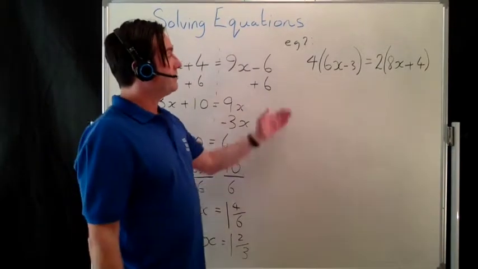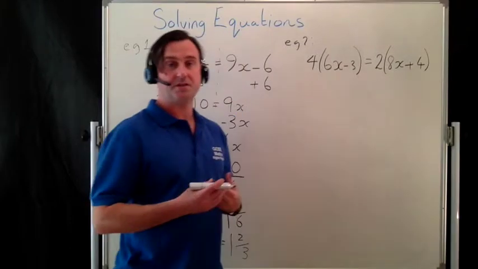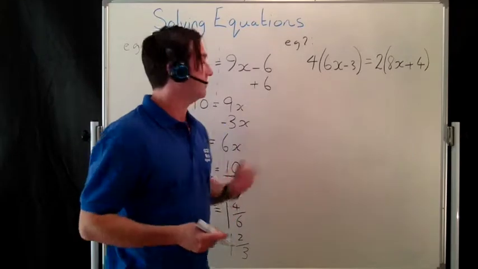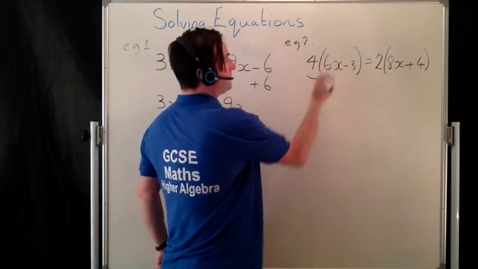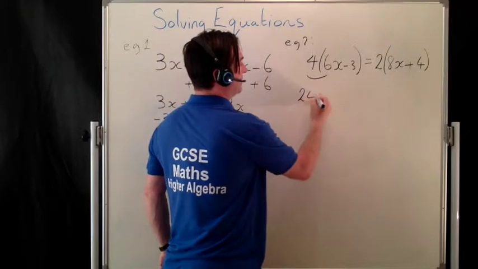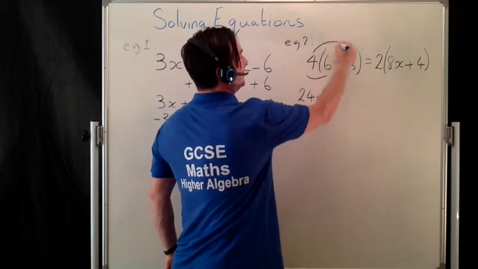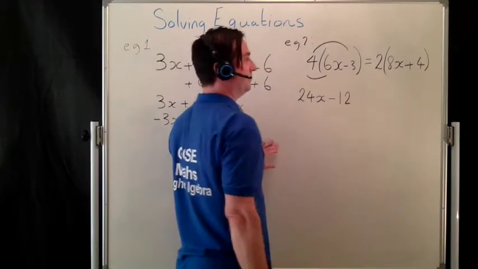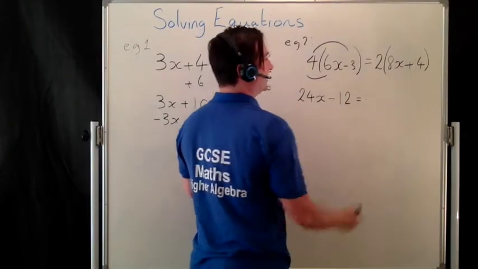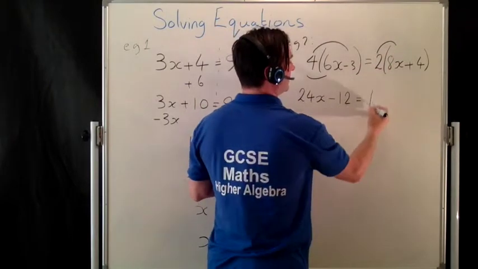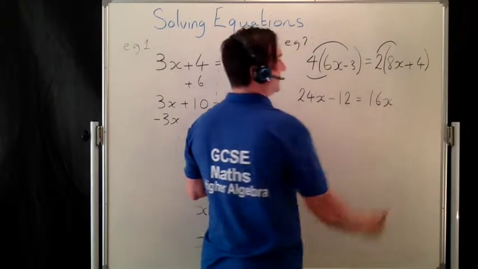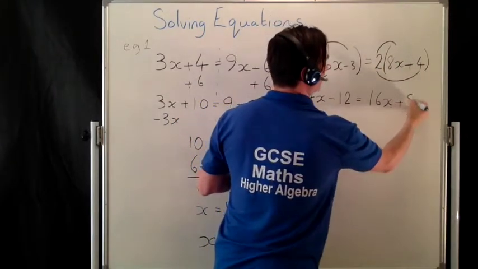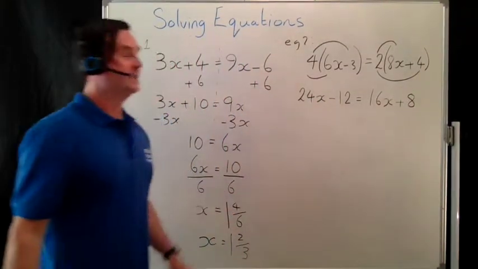Example 2 then. We've now got brackets involved. Now, in order to solve this equation, we have to get rid of the brackets first of all. So it's just a case of expanding both brackets. I'll do that first. 4 times 6x gives me 24x. And 4 times negative 3 gives us negative 12. On the right hand side, 2 times 8x gives me 16x. And then 2 times 4, both positive, gives me a positive 8.